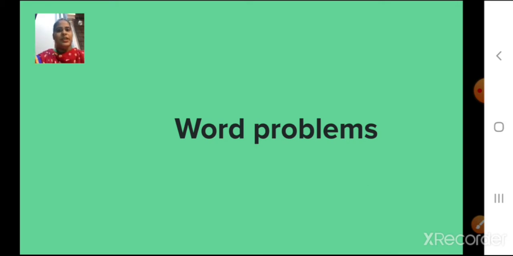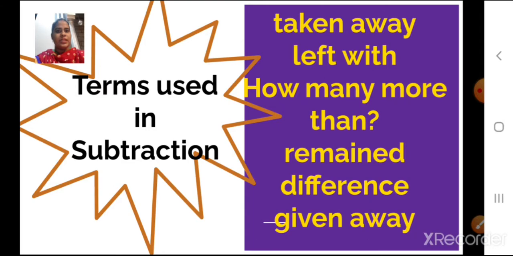Now children, in word problems, these are the terms which are used. Now read these terms with me. Taken away, left with, how many more, than, remained, difference, given away. All these terms will tell us that it is a subtraction problem or question.